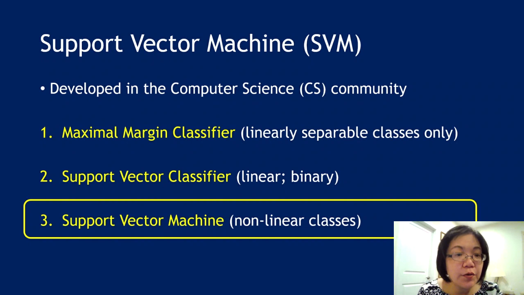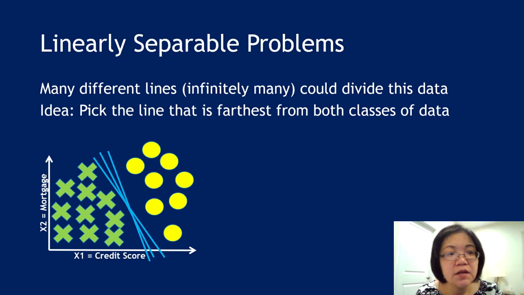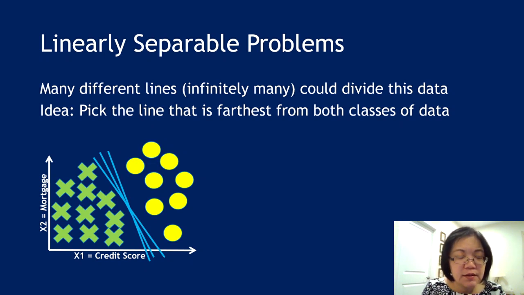So again, this is part 3 of this series of lectures on support vector machine. We started with maximal margin classifier, and then we continued with support vector classifier. Today, we're going to look at how we can transform support vector classifier into a real support vector machine for nonlinear classes. So we'll be looking at linearly separable problems. This is an example of a perfectly separable problem domain. However, most data sets are not this clean.